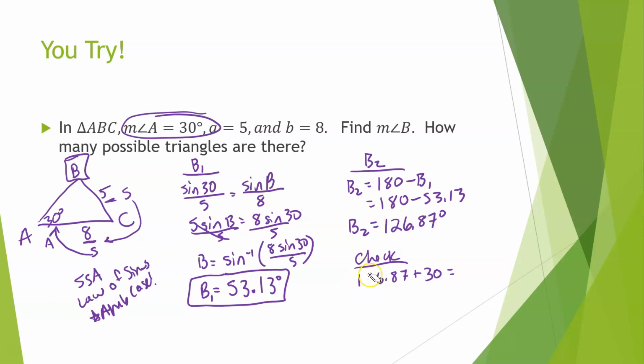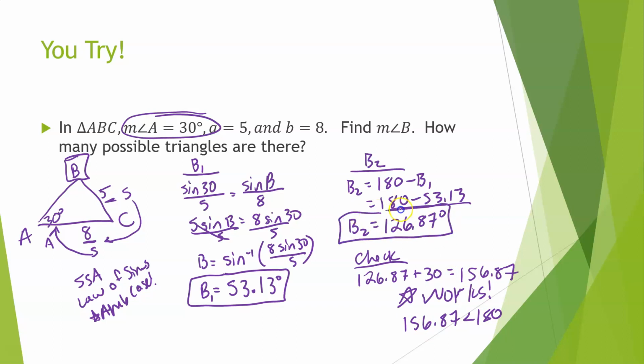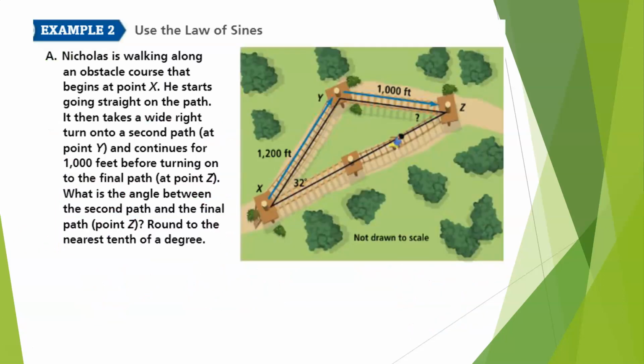The reason I was stumped is because if it was 156, it actually wouldn't have worked because it would have been over 180. But if I would have subtracted correctly right here, it's only 126.87. If I add 30 to that, then I get 156.87. So this one works because 156.87 is less than 180. Okay, so there are two triangles that could have all of these features, and the second one would have that B angle of 126.87. All right, last but not least, we could be given a situation where there's word problems.